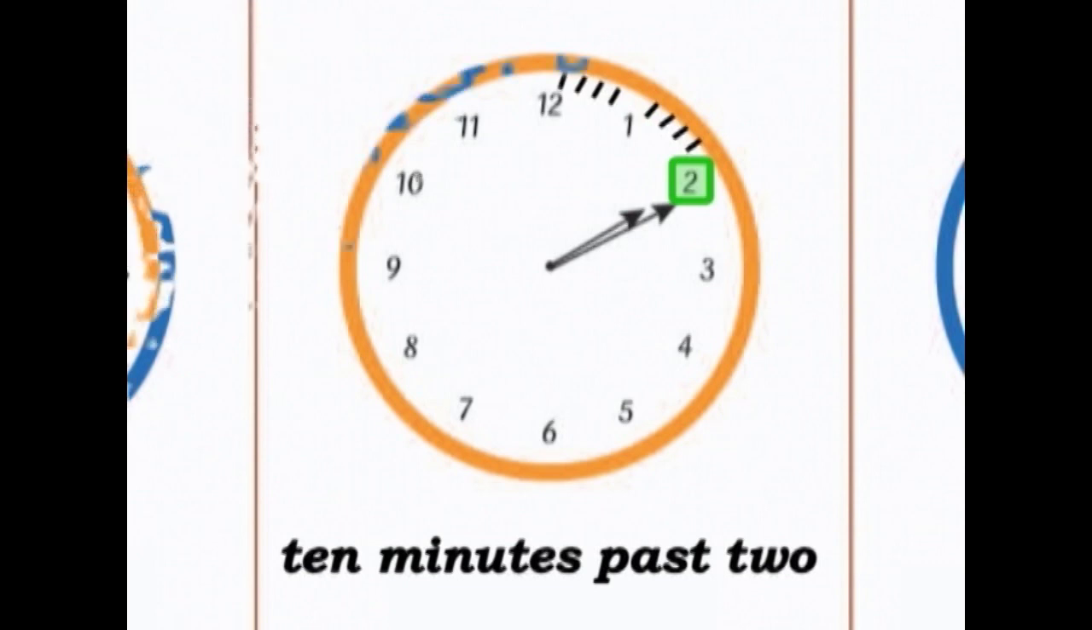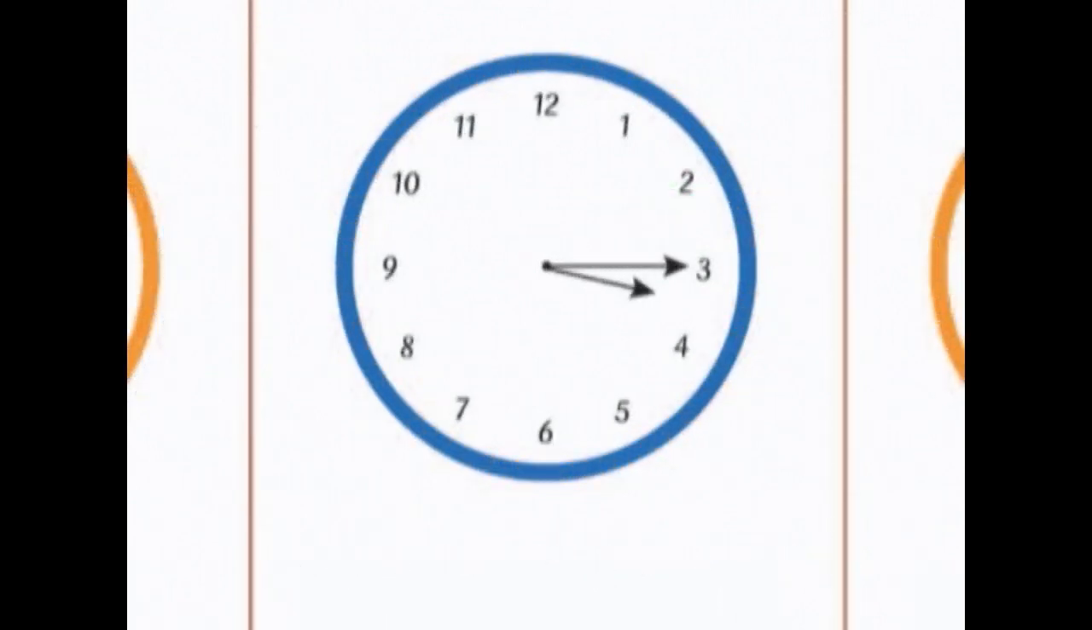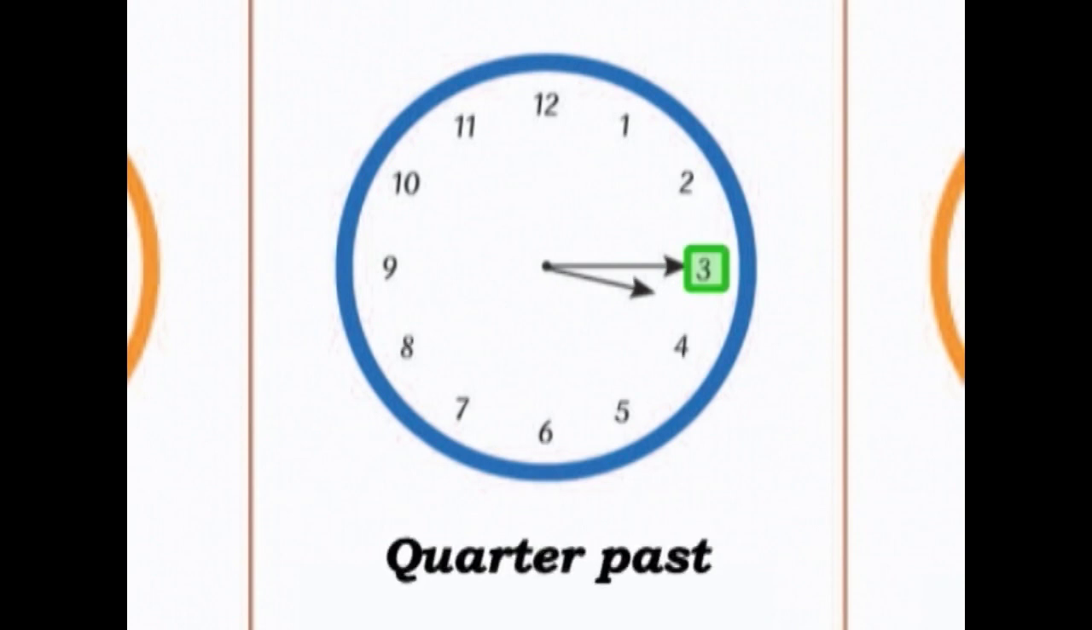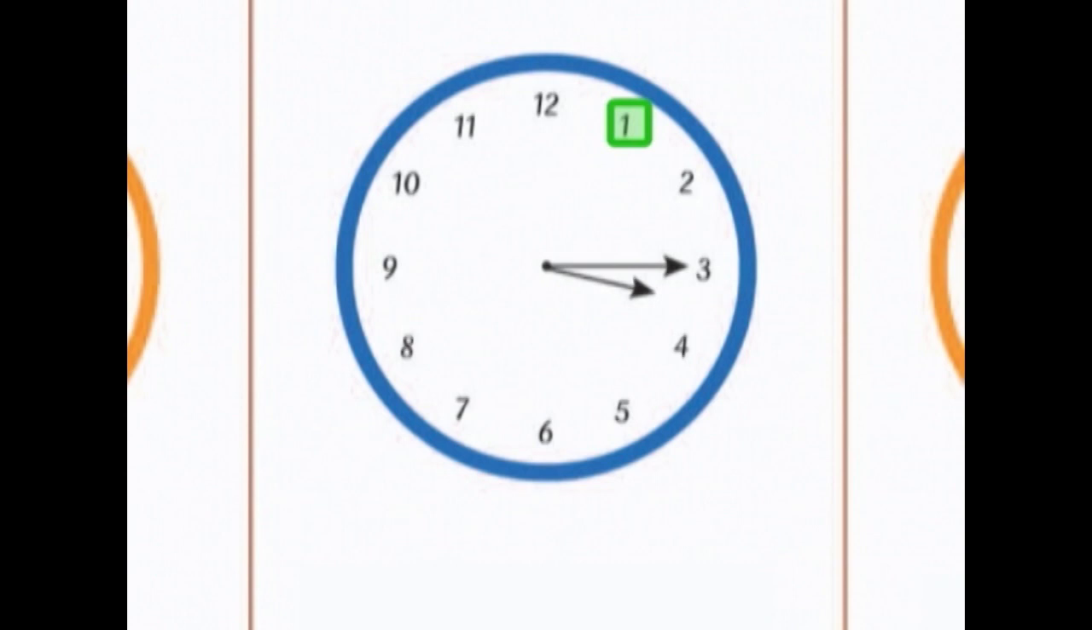Let's look at the third clock. Now we know that when we see a big hand pointing at number 3, that's the same as a quarter past. You remember that, don't you? But you know, how many minutes is a quarter? Shall we count? If the big hand points at number 1, we know it's 5 minutes. 1, 2, 3, 4, 5.